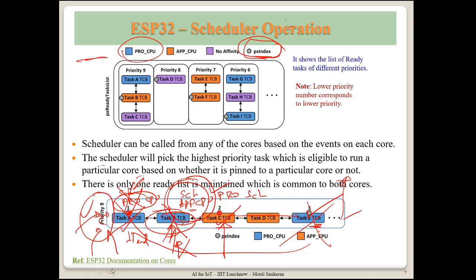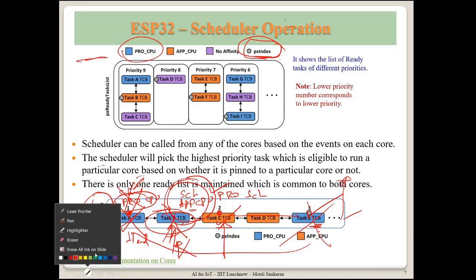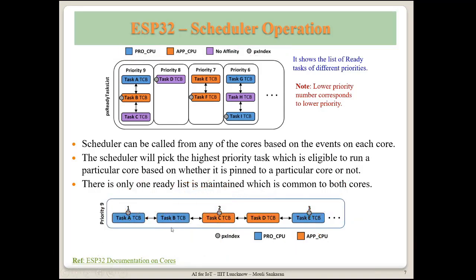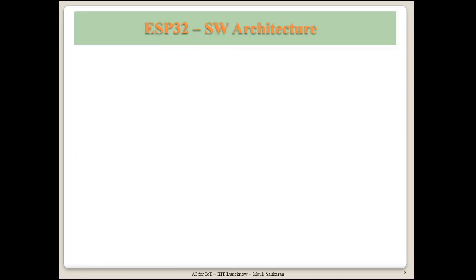But understand that there is an impact of one scheduler impacting the task picked up by the other scheduler. Though those two cores are running in parallel, they can impact each other. Keep that in mind when you write applications for ESP32.